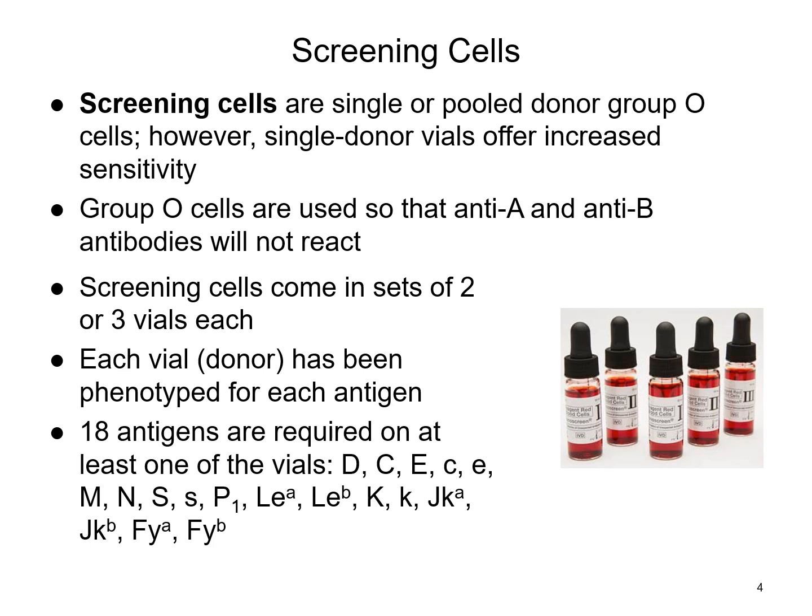Your screening cells will come in a set of either 2 or 3 vials, depending on the manufacturer and the laboratory's preference. You can see some examples here of a 2 vial set as well as a 3 vial set. So you can see you've got your screening cells 1 and 2, and then you've got your screening cells 1, 2, and 3.